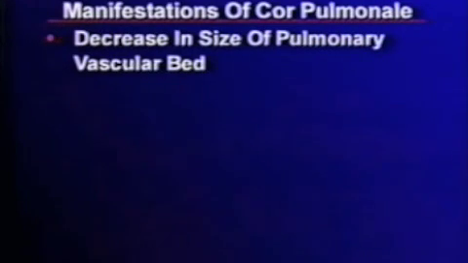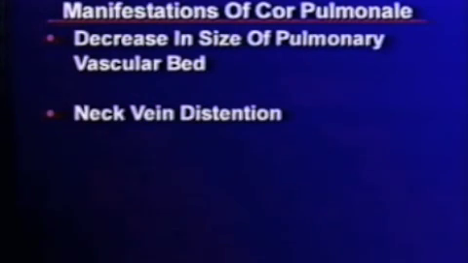The vascular beds get smaller in size, therefore they retain the fluid. And of course, when you see right-sided failure, you see distended neck veins and so forth. So again, remember that you need to make sure that you look at the systemic changes that will occur because the client has right-sided failure.